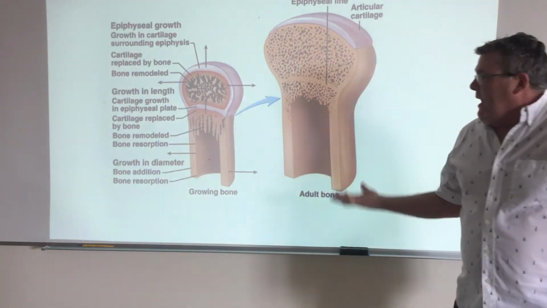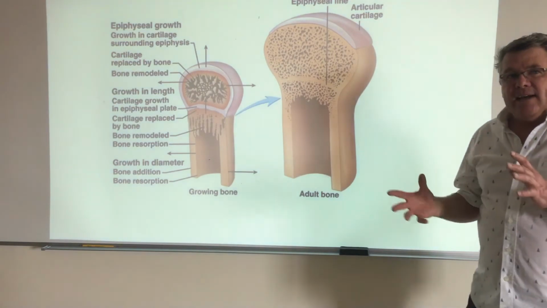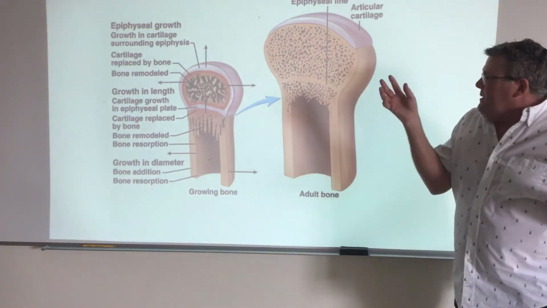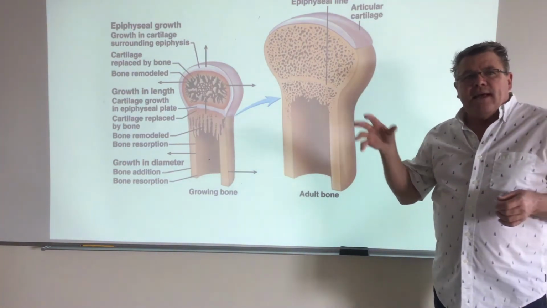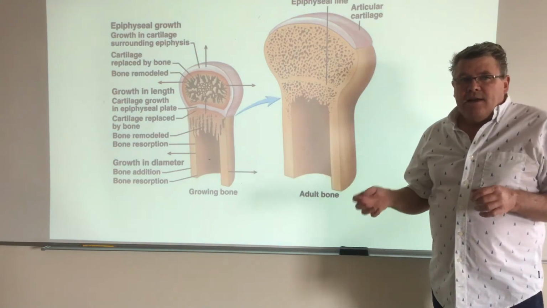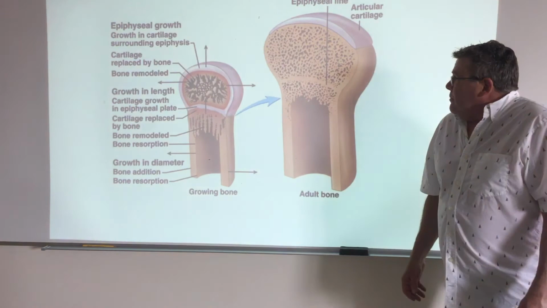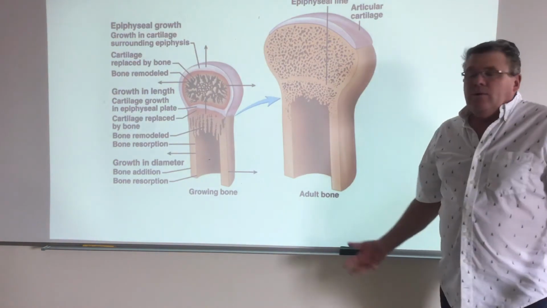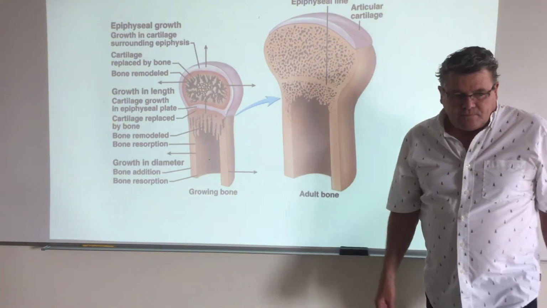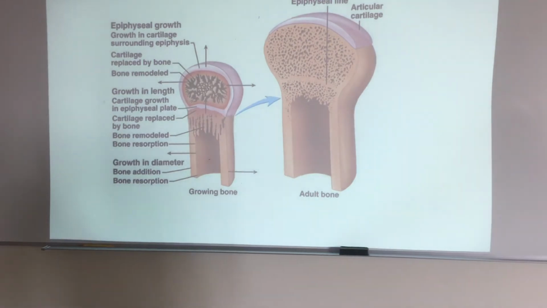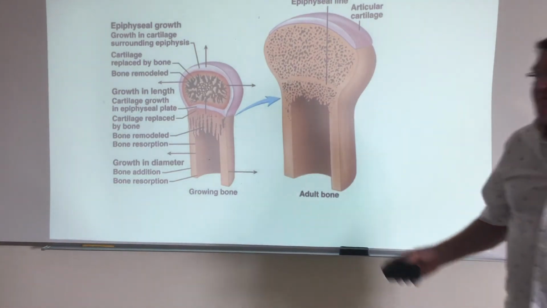So how do they do it? It's going to be a dance. It'll be a dance between the osteoclasts and the osteoblasts. How much do I build? How much do I break down? So what hormones do they use? What chemical signaling do they use?